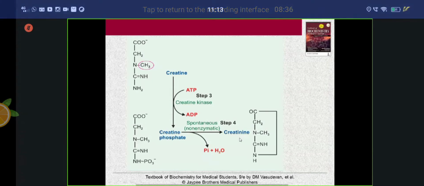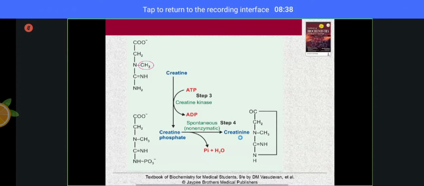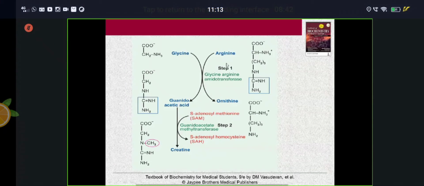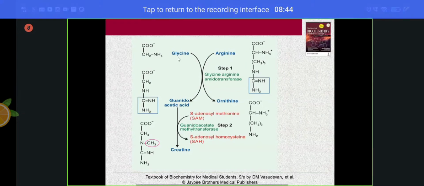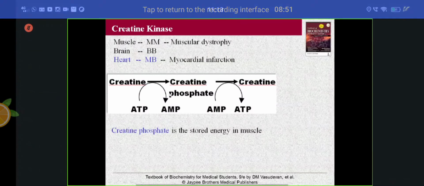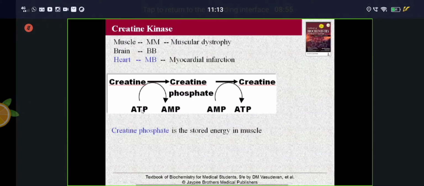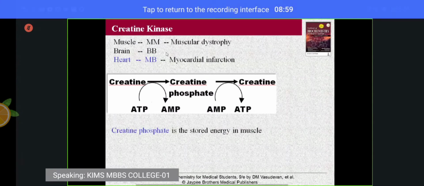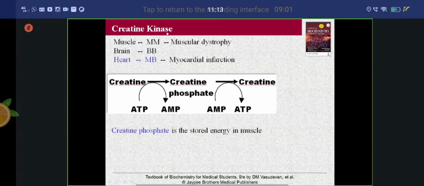Glycine, arginine, and methionine. So you have this MCQ: which amino acids are involved in the synthesis of creatine? Glycine, arginine, and methionine. Now let us come to creatine kinase. We have seen what creatine kinase is. You have seen creatine is formed, then ATP to ADP. In this reaction, the enzyme involved is creatine kinase.